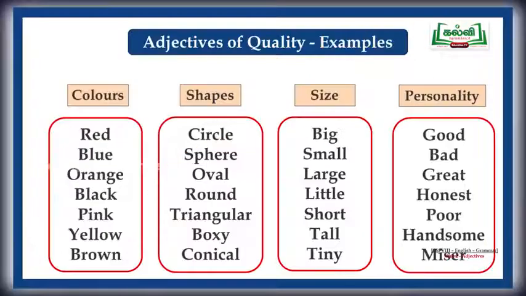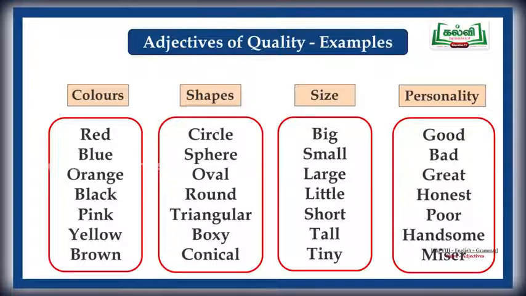Yes, adjectives of quality describe things, that is, it may be color. Colors you know very well. Which is your favorite color? My favorite color is red. What about you? Let me add some more colors: red, blue, orange, black, pink, yellow, brown. These are some of the examples under the category of color. The next thing is about shapes. Circle, sphere, oval, round, triangular, boxy and conical. These are some of the examples for shapes.